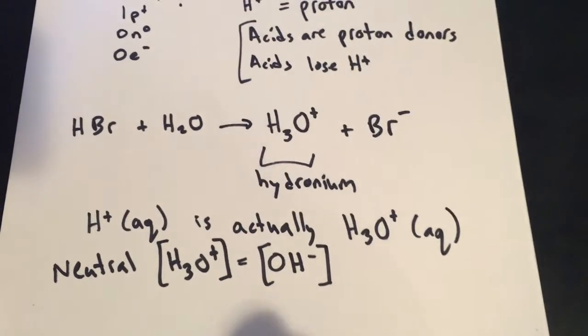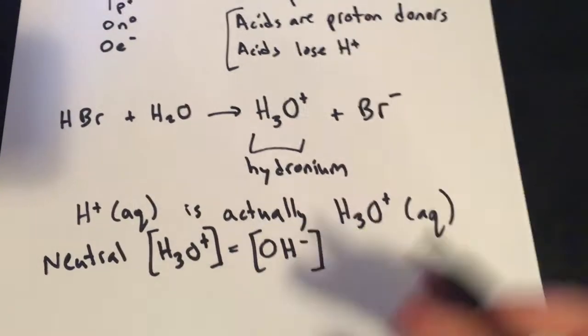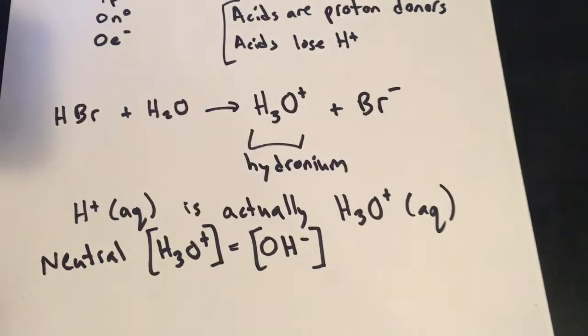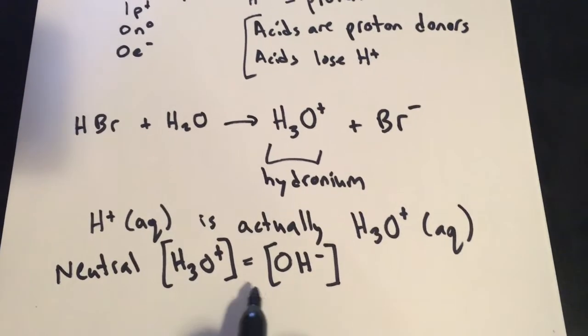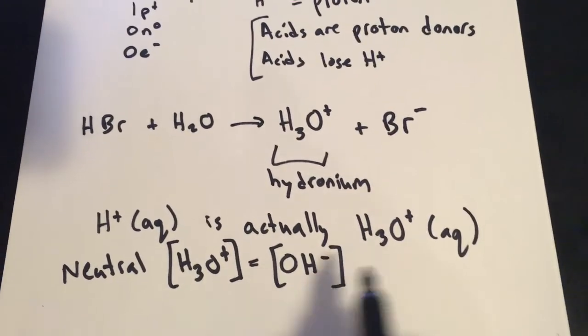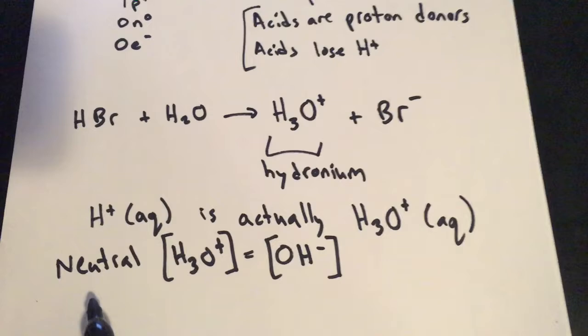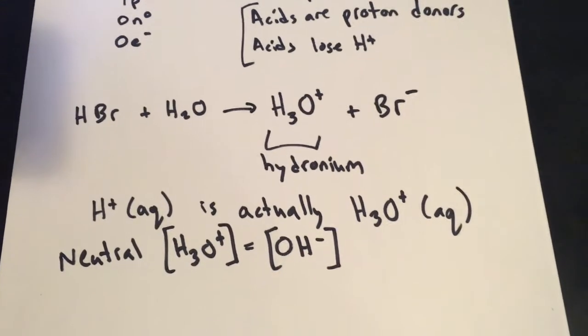If we're talking about one solution, if the concentrations are equal, the number of particles will be equal. And if the number of particles are equal, the concentration will be equal. So in this case, it doesn't really matter too much. But these square brackets represent concentration. Cool. So in a neutral solution, these are going to be equal.